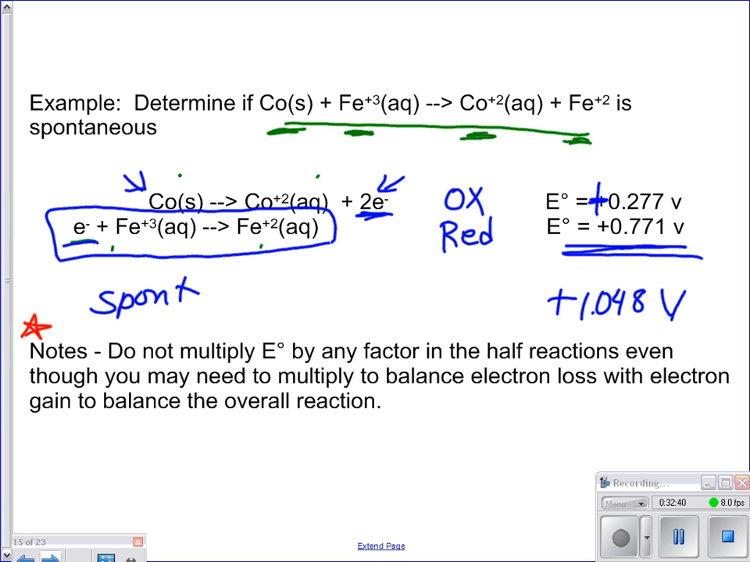The note being, do not multiply your voltage by any factor in the half reaction, even though you might need to balance your electron loss. So that's going to come into play tomorrow when we start balancing these half reactions. And then the tendency is that people are going to want to also multiply these values by a number, so put a star by it, and that way you can look at this later and remind yourself once we start doing this type of information. And I'll remind you again tomorrow. But you do not multiply that. It is as you see it.